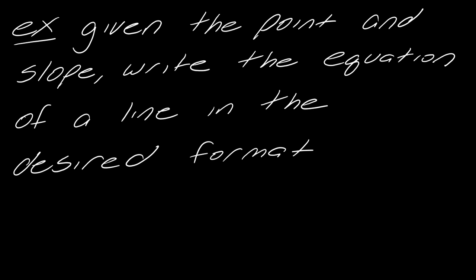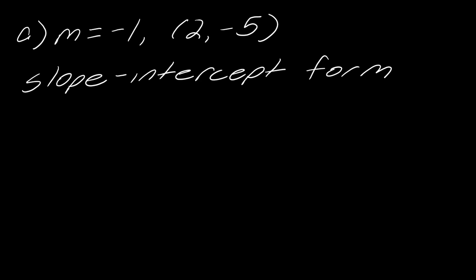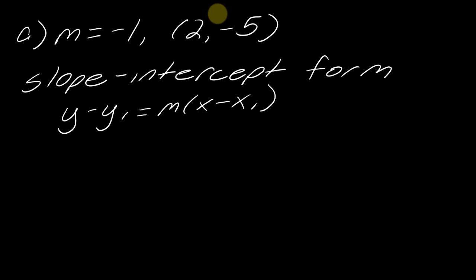So here's what I want to do now. I want to look at a set of examples. I've got the point and the slope, and we're going to write the equation of a line in the desired format. So I'm going to show you how to put all this information together now. Starting with this first one, my m is -1, my point is (2, -5), and I want to have a line in slope-intercept form. So what I can do here is start with the point-slope form. This allows me just to take this information and get the party started.